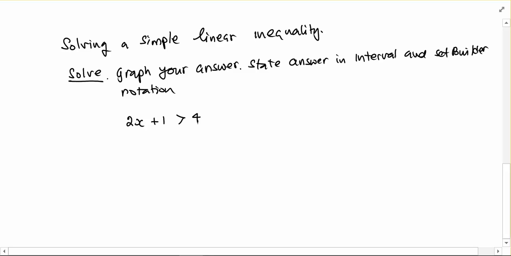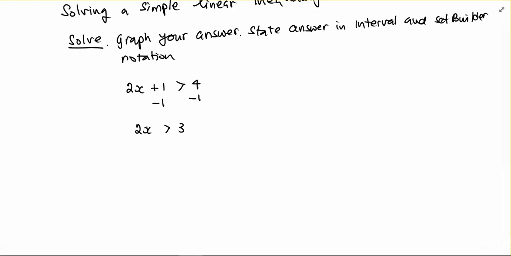Okay. You solve this just like you would solve any equation. So you would minus 1 from both sides. So you get 2x greater than 3. Okay, and now be careful.